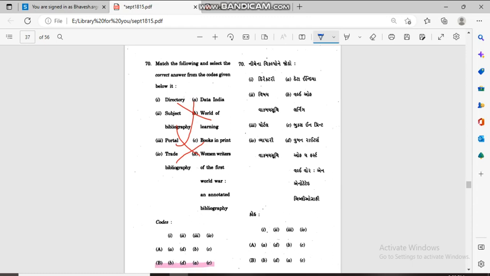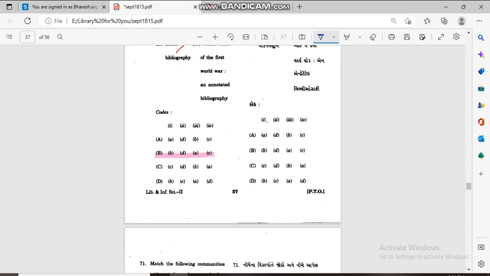Match the following. Directory, The World of Learning is the directory. Subject bibliography, The Women Writers of the First World War, an annotated bibliography, is the subject bibliography. Portal, Data India is the portal. Trade bibliography, Books in Print is the trade bibliography.